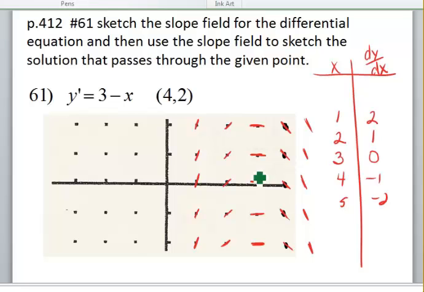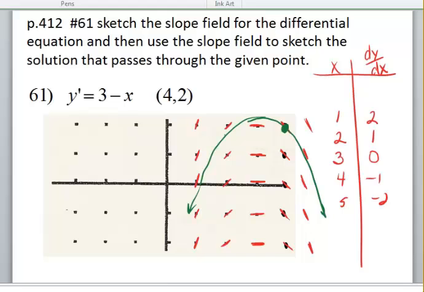It does want it to go through 4, 2, so that the particular solution goes through 4, 2. What would that graph look like? Well, it basically looked like this, where it's curving down. You can see that from the graph. And it's curving down over this way, which makes a parabola, which if you were to integrate both sides of those, you would get a negative x squared.